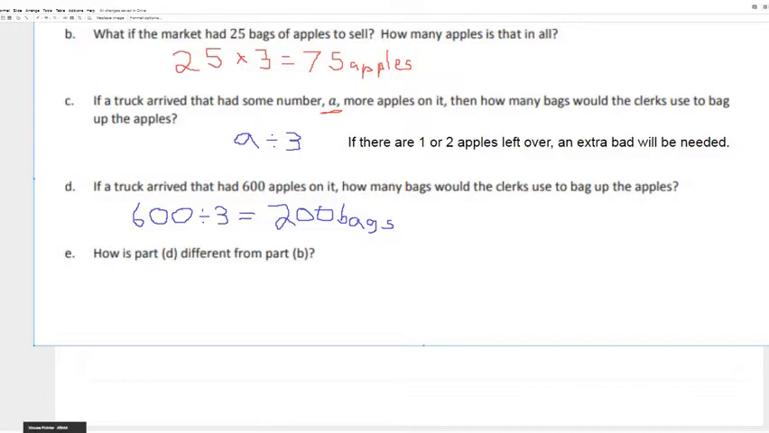All right. So for part E here, how are part E, what we did here, and part D different? So how are these two different? You're going to write a short little phrase or a couple sentences to talk about how these are different and why they are different. Why did I multiply here and why did we divide here?